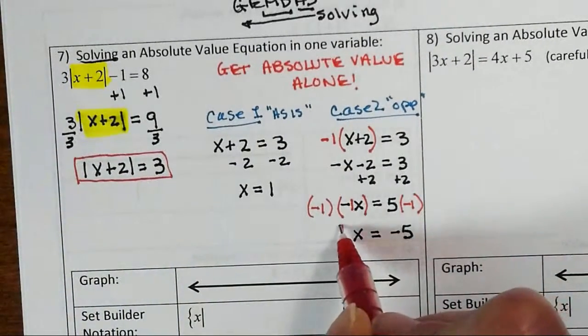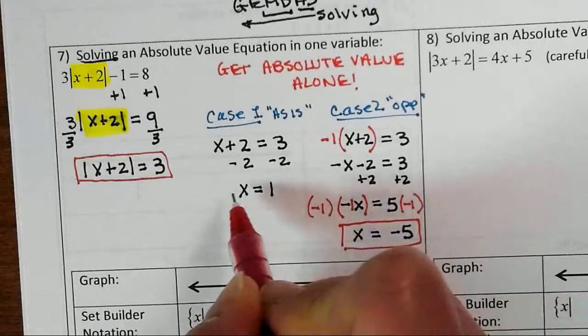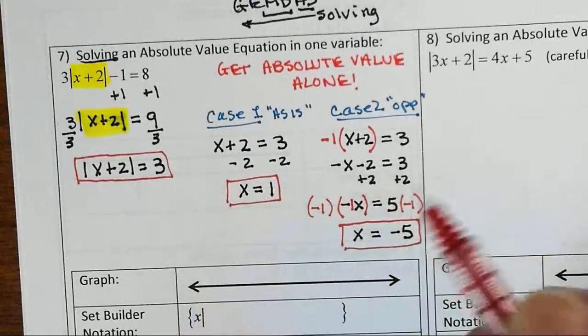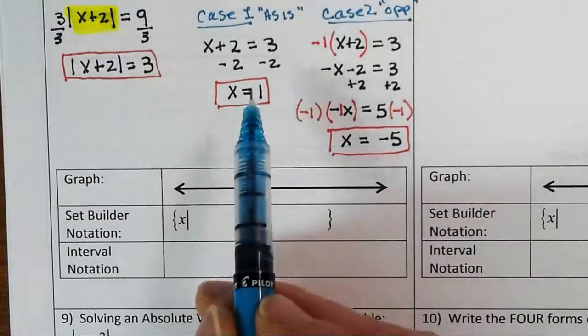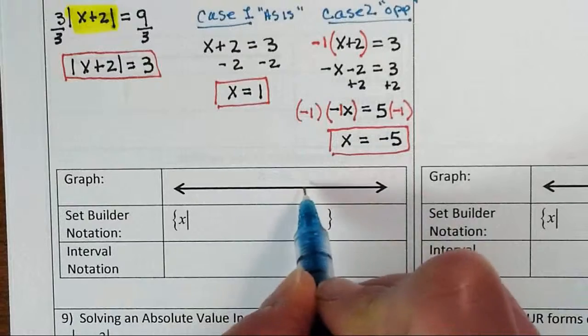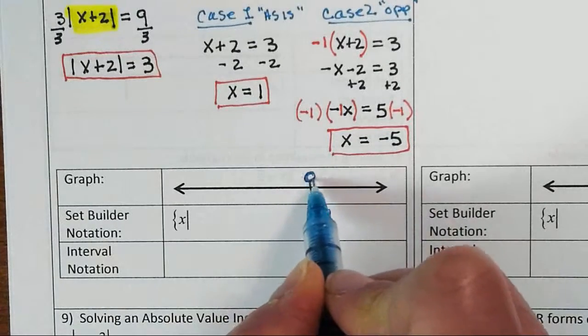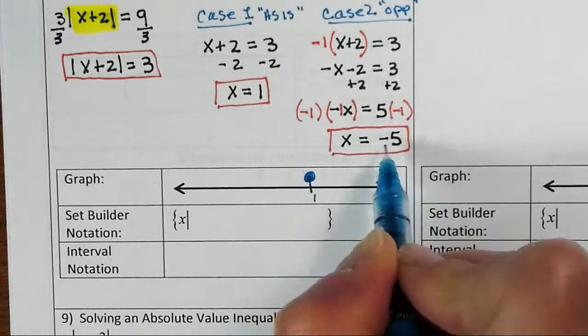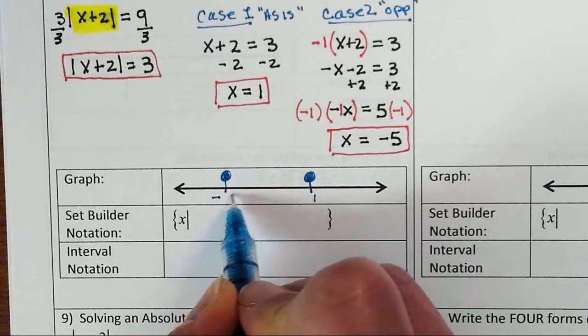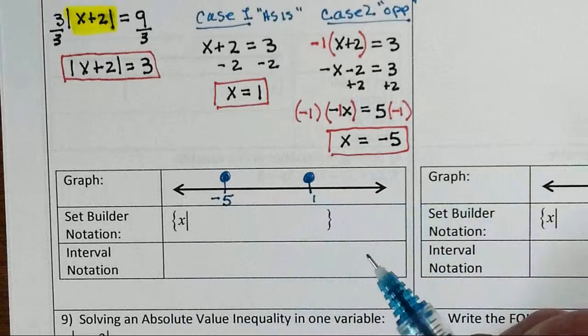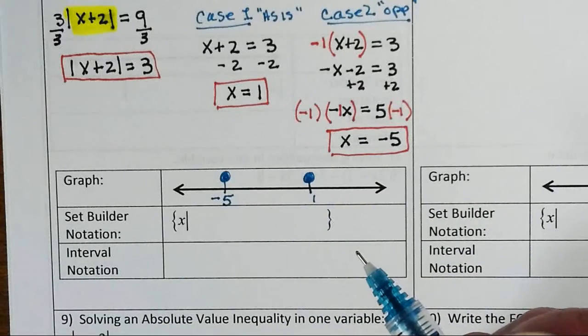So now I have to graph these. There's one answer. There's two answers. Okay? So now I have to graph these. So I only have exactly 1, exactly 1, and exactly -5. No other numbers will work, so I don't draw any lines.